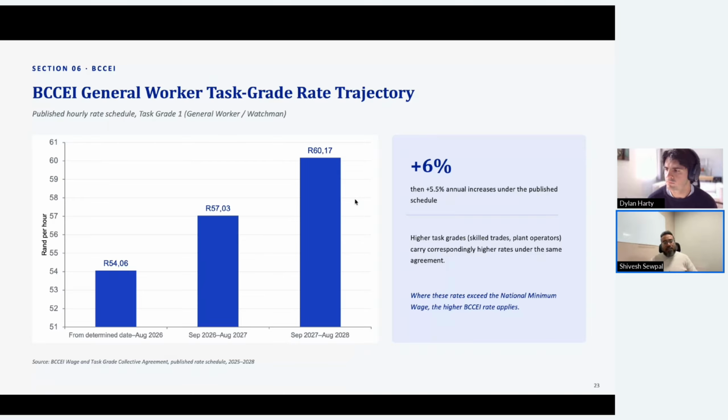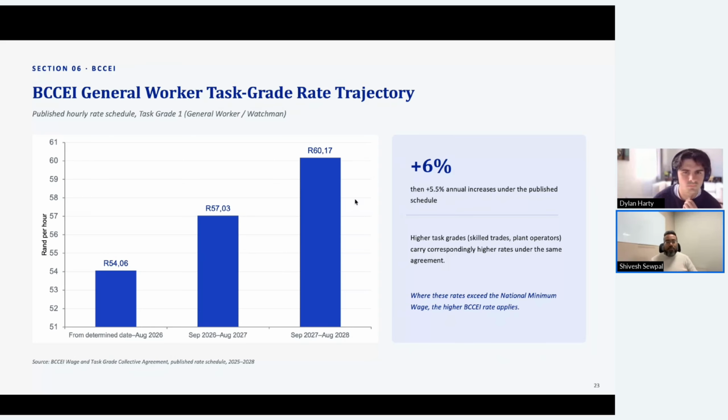This slide is useful because it highlights another practical reality. The national minimum wage is not always the benchmark. In sectors covered by bargaining councils, the bargaining council rate may be higher than the national minimum wage, and where that happens, the higher rate generally becomes the relevant rate.